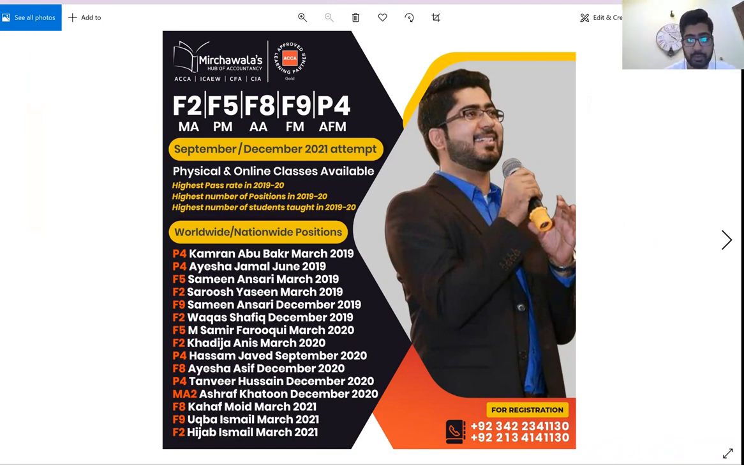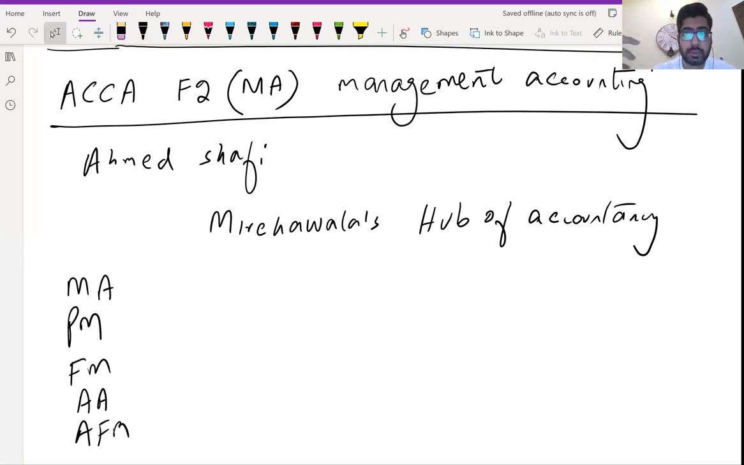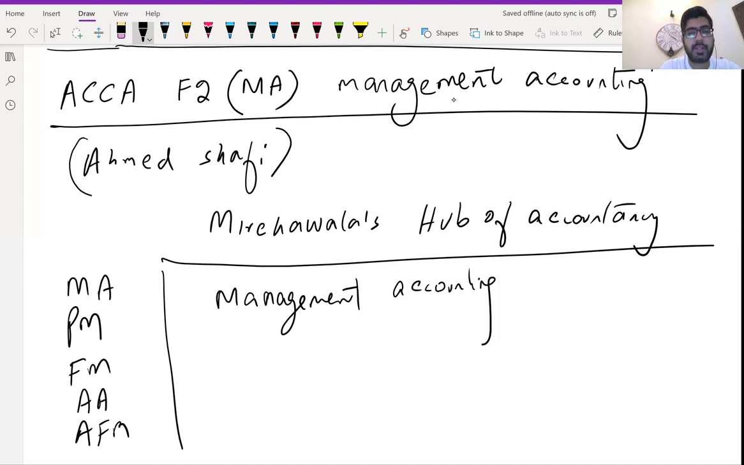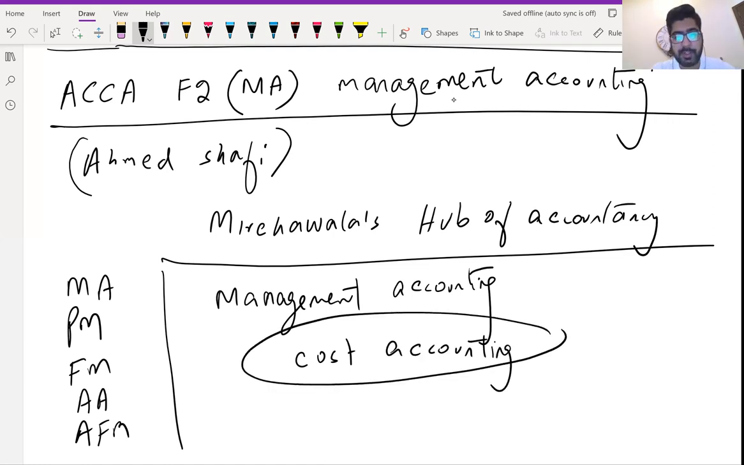scored by my students. So without wasting any further time, let's formally start ACCA F2 Management Accounting. In today's session, I will give you a brief introduction about this paper, what this paper is exactly all about. Management Accounting is in many languages also called cost accounting.